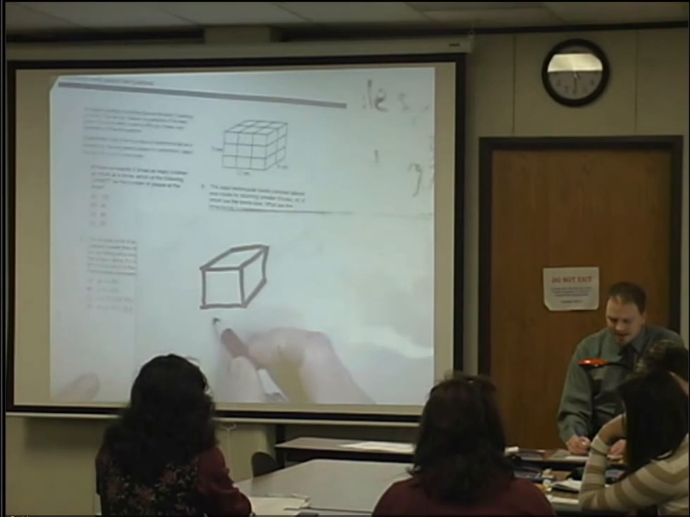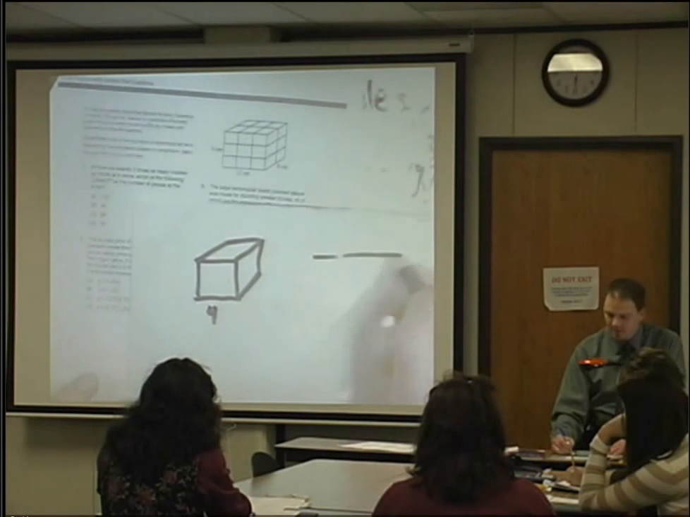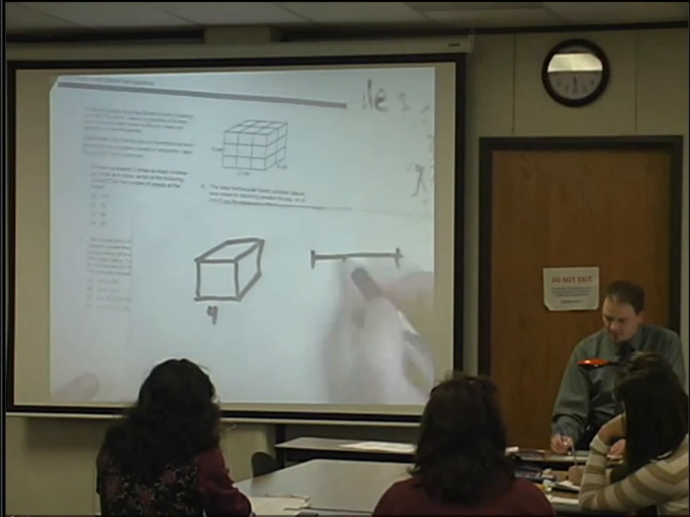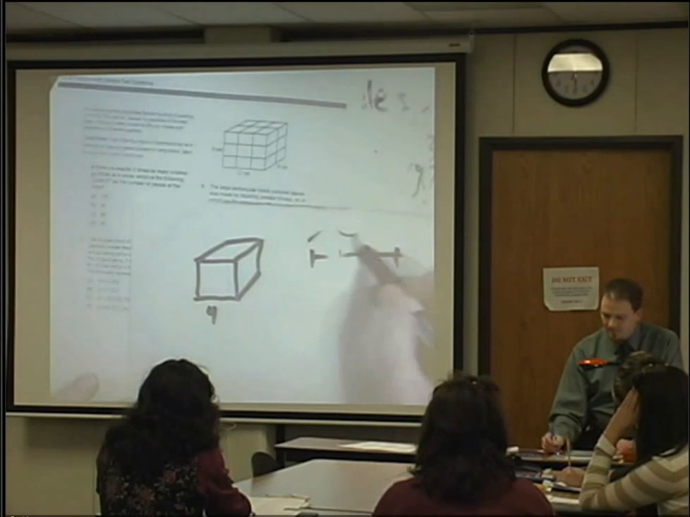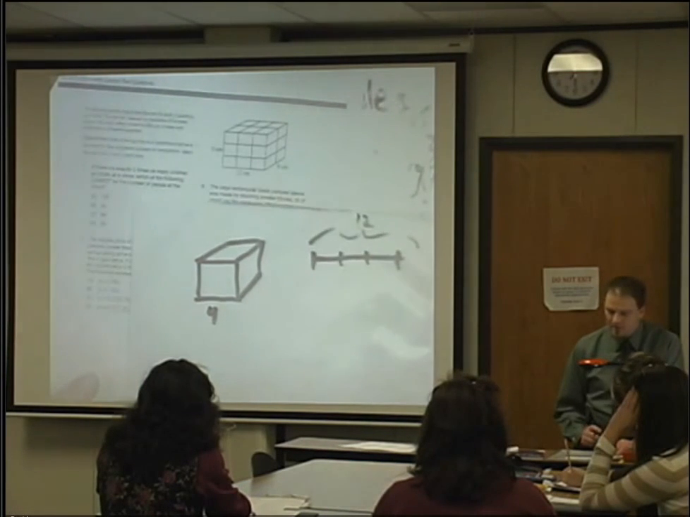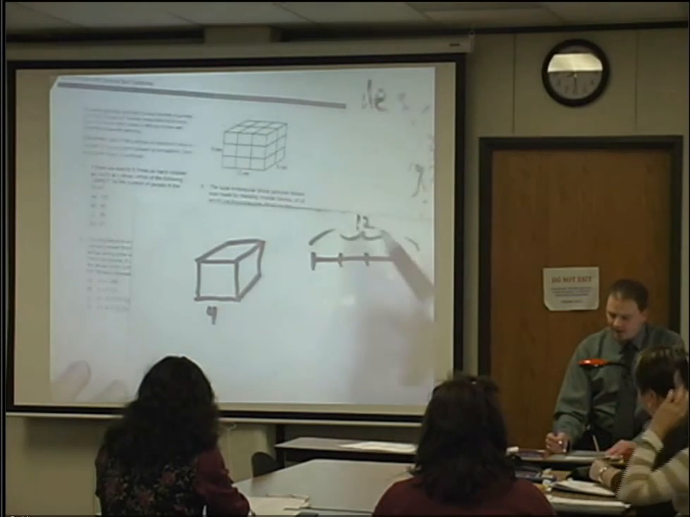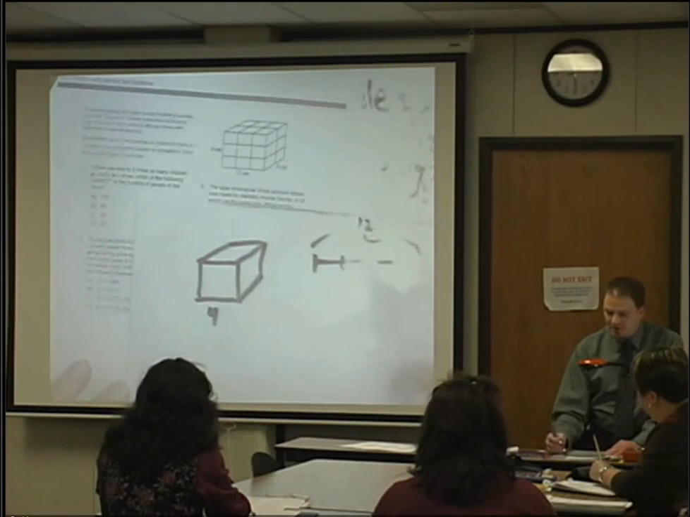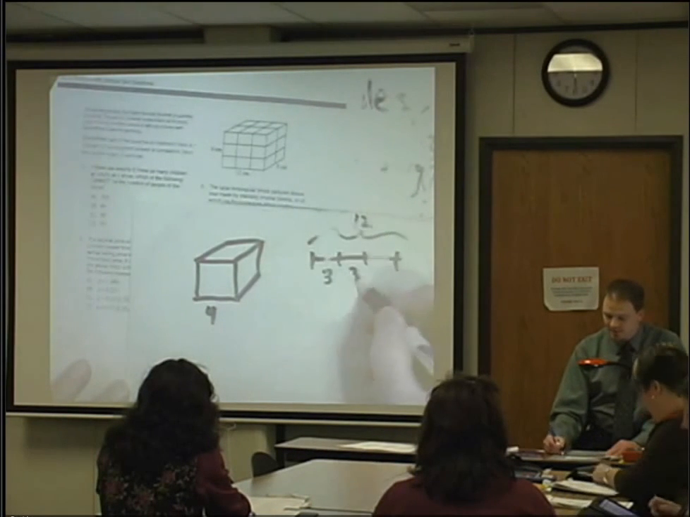How did you get that? Okay, good. So you've got 3 pieces. It's 12 centimeters long, right? And you've got 3 pieces, so you're going to divide it by 3 because they're equal pieces, right? So that's 3, that's 3, and that's 3.